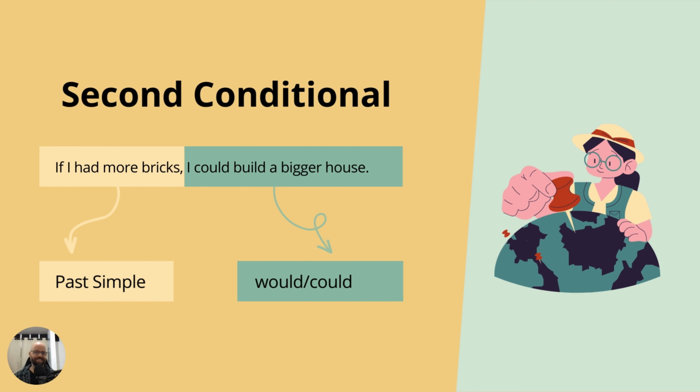And last example for this conditional type. If I had more bricks, I could build a bigger house. Oh, yeah. That would be fun to build your own house. Would you ever build your own house? Maybe buy a plot of land and get some bricks and build your own house? Or maybe you have already. Let us know in the comments.